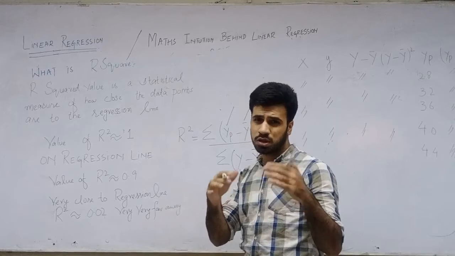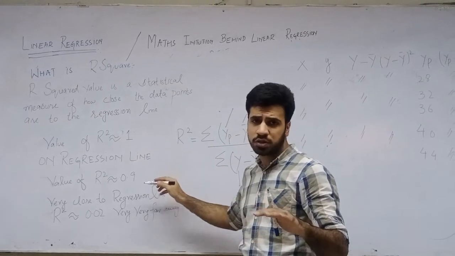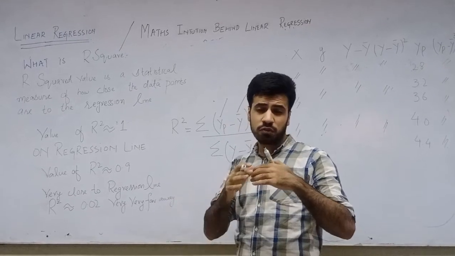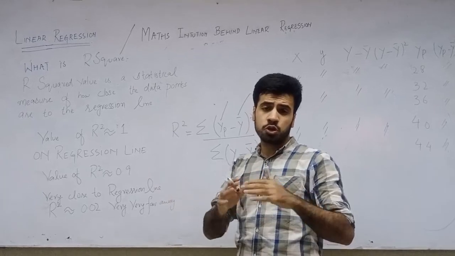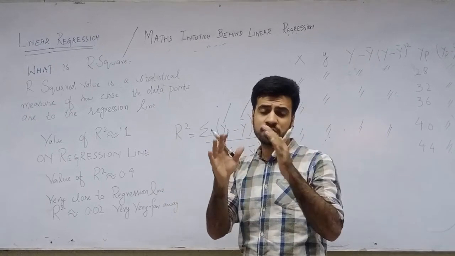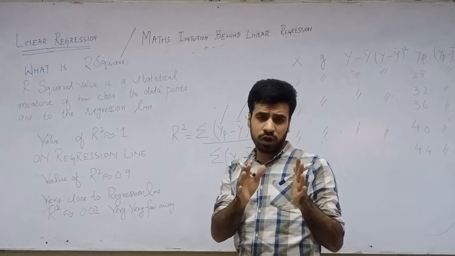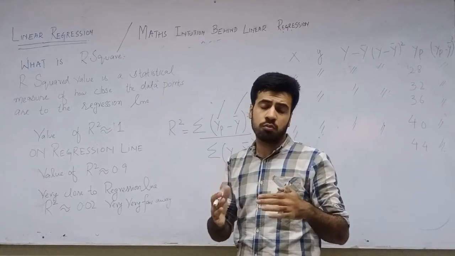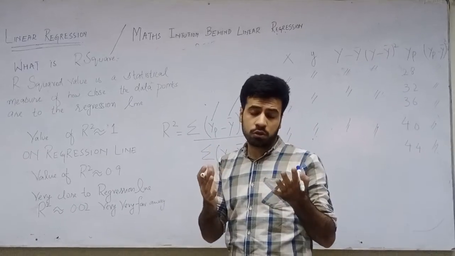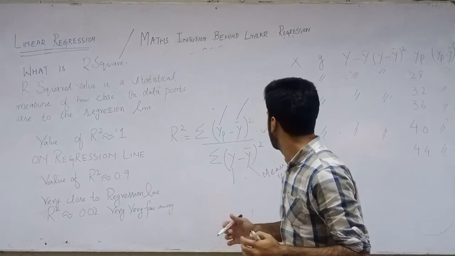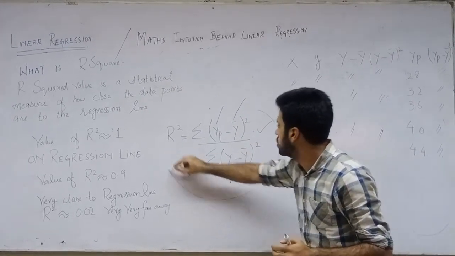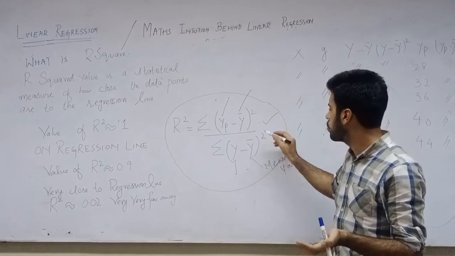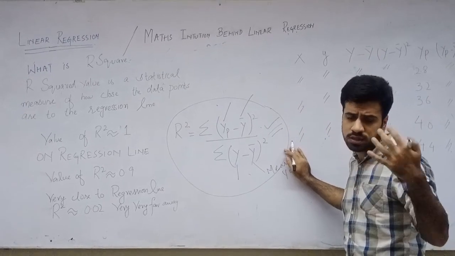If the value of R square is equal to 0.9, it means very close to the regression line, and if the value of R square is equal to 0.02, it means the data points are very far away from the regression line. It means there is a huge amount of error between the actual values and the estimated values. So the closer the value of R square is to 1, the better our model is, and accuracy wise our model is better. So we just need to remember this. You just need to remember this formula to check the accuracy or goodness of fit through the R square value, as R square value tells us how good or accurate our model is.